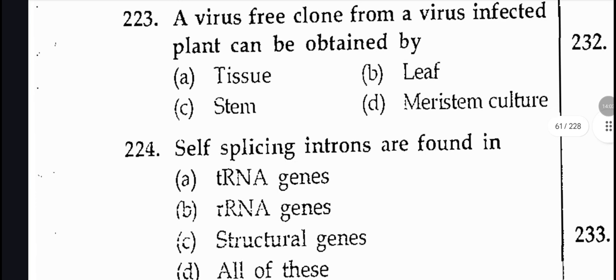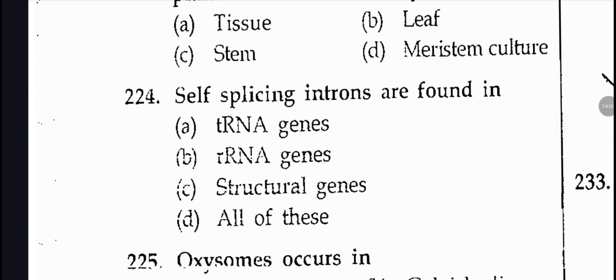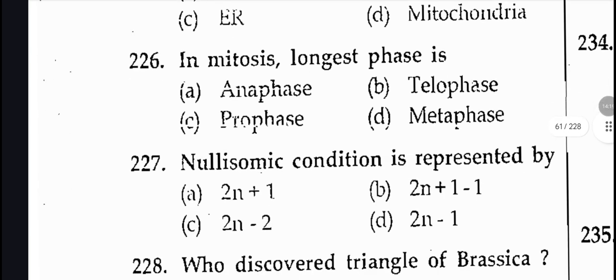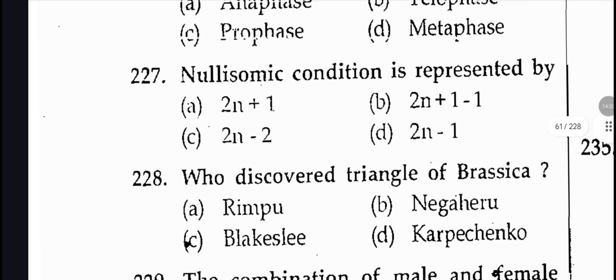Question number 224. Self splicing introns are found in option B, rRNA genes. Question number 225. Oxysome occurs in, that is option D, mitochondria. In 226, the longest phase of mitosis is, that is option C, prophase. Question number 227. The nullisomic condition is represented by, that is option C, 2n minus 2.